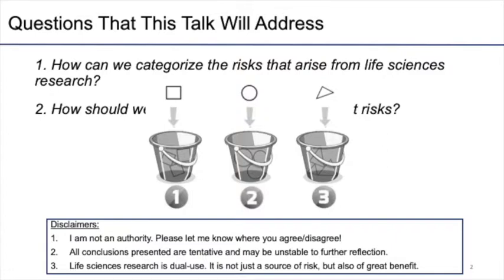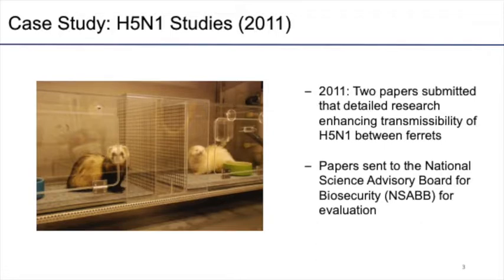I want to start off by presenting the first case study, which some of you here may already be aware of, of how life sciences research can be risky. This is the H5N1 studies back in 2011. In 2011, two researchers submitted papers to Science and Nature respectively that detailed research that enhanced the transmissibility of H5N1 avian influenza between ferrets.